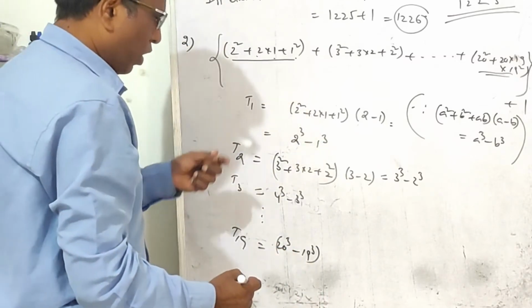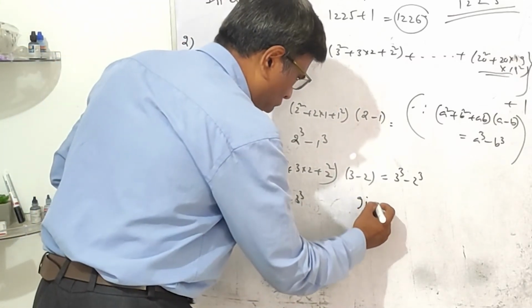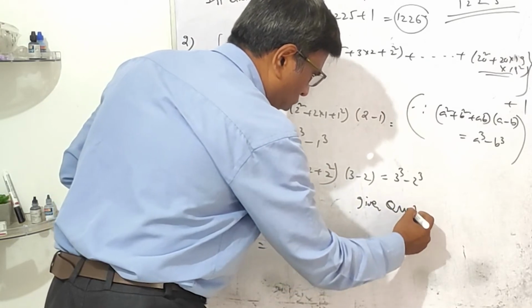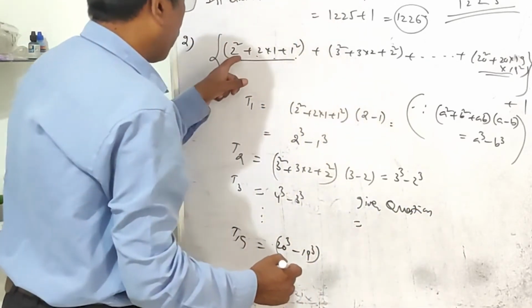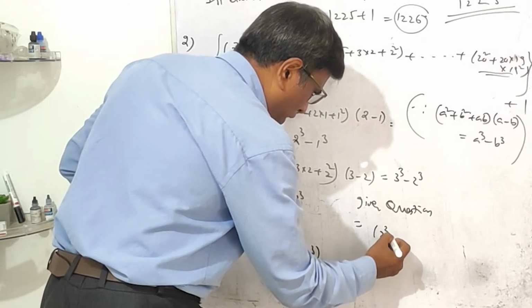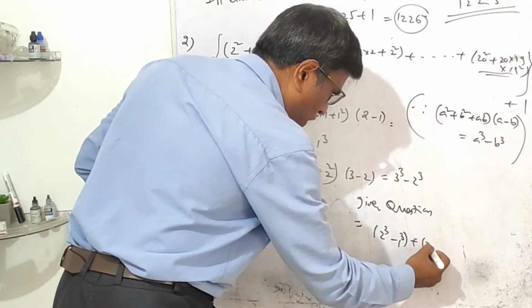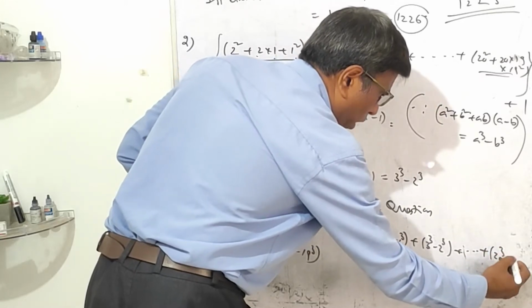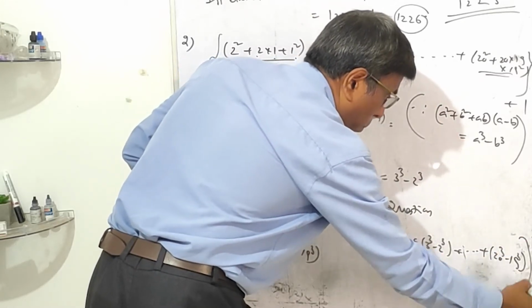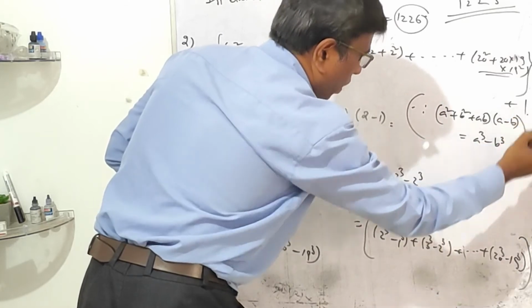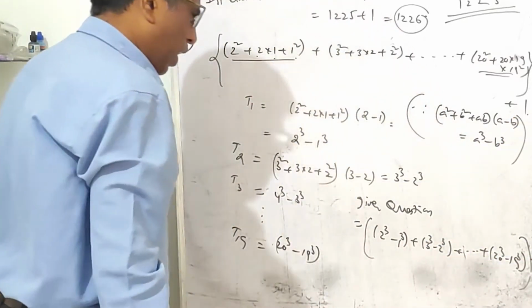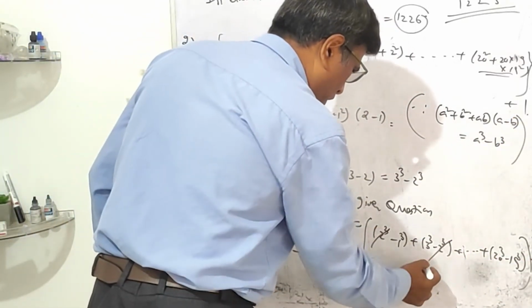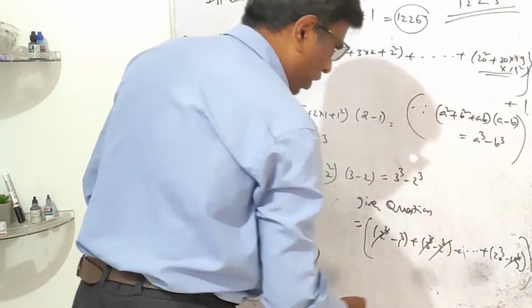Now what is the given question? The sum of all: the first term is 2 cube minus 1 cube, the second term 3 cube minus 2 cube, and so on, up to 20 cube minus 19 cube, plus 1. This plus 1 is there. This is cyclic order. So 2 cube cancels, 3 cube cancels, and the terms up to here cancel.